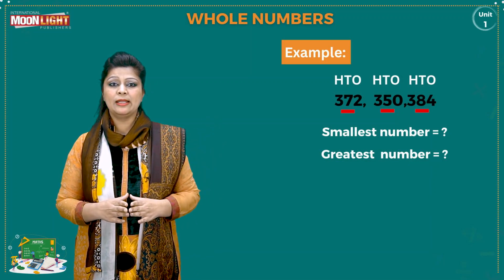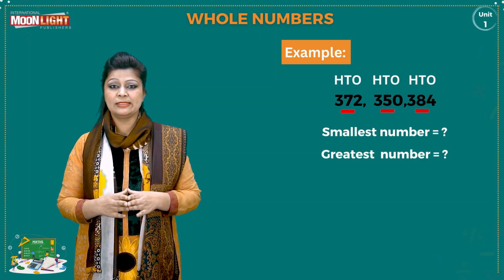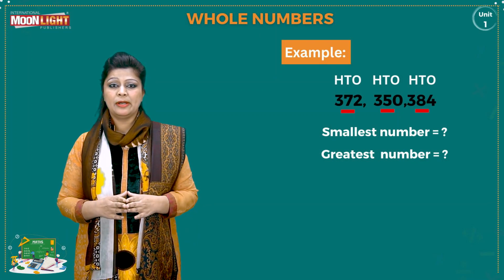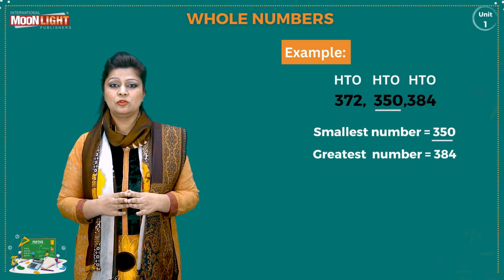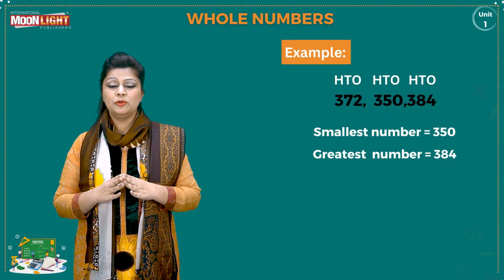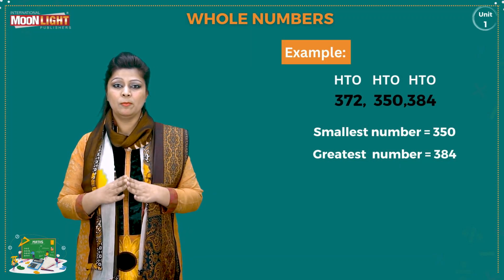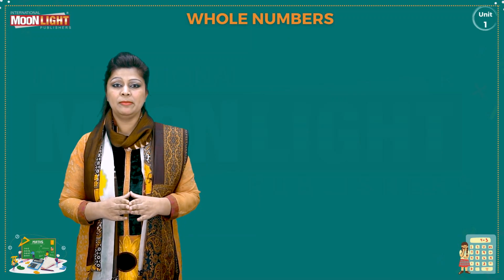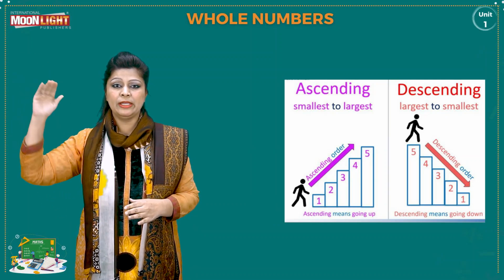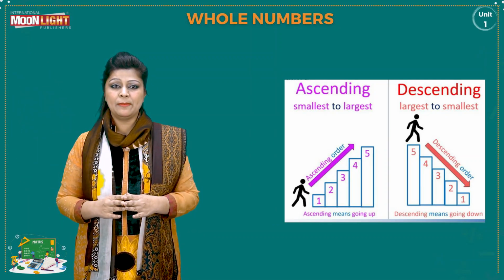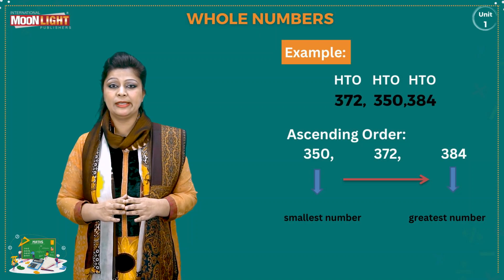For writing the numbers in ascending order, we need to find out the smallest number as well as the greatest number. Here the smallest number is 350 and the greatest number is 384. We need to remember these numbers, and then we are going to arrange the numbers in ascending and descending order both. As you already know, ascending means moving up and descending means moving down. So, for writing the numbers in ascending order, we are going to write the smallest number first and then the greatest number.